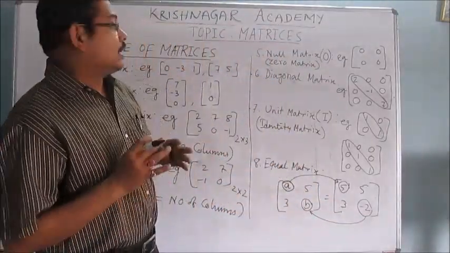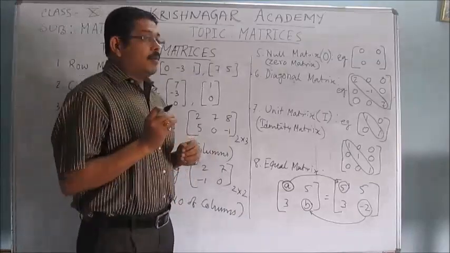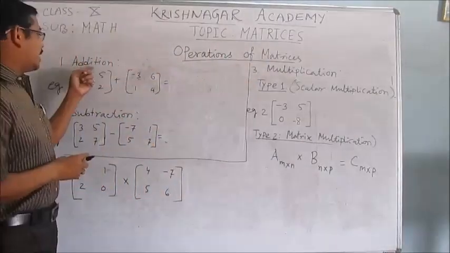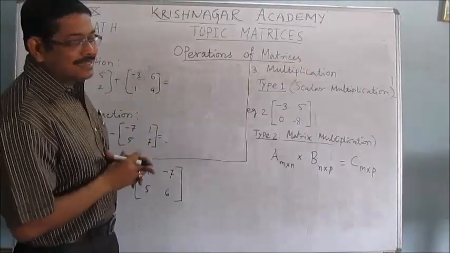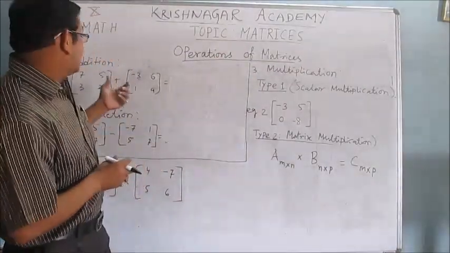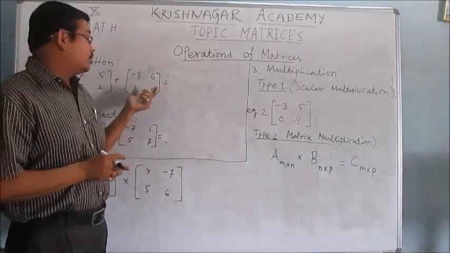Now we have to see some operations on matrices. We have to see the operations of matrices. First operation, addition. First you have to know the condition of addition. The first condition is that the order of the matrices should be the same.